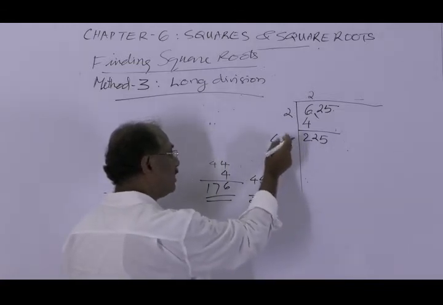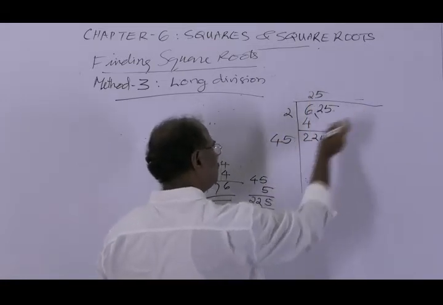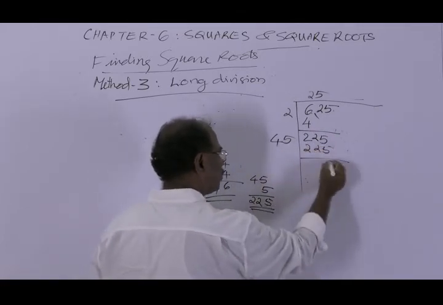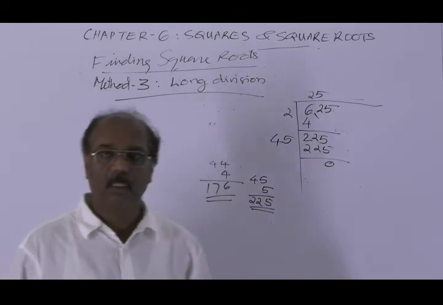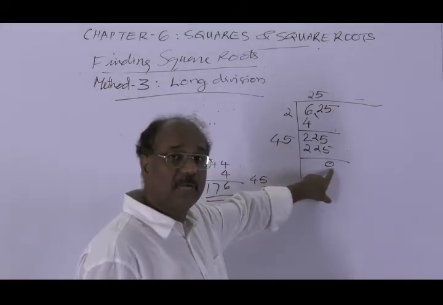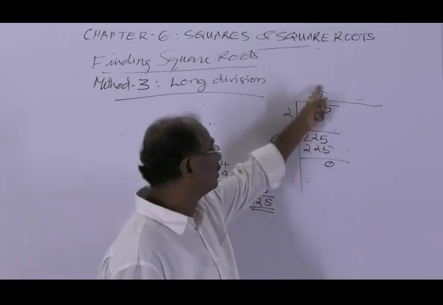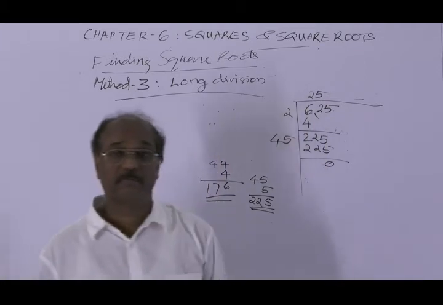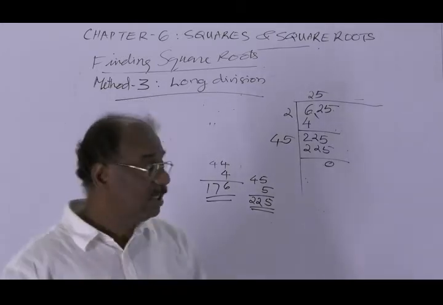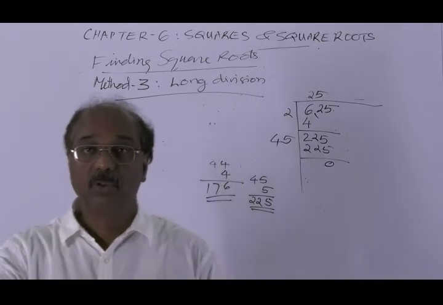So the maximum is obtained when we substitute 5 here and put that 5 here also. So multiply 45 with the 5, we get 225, balance 0. If we obtain this balance 0, stop there. And the number written here gives the square root, 25. If the given number is a perfect square, we will definitely arrive at such a 0. So this is the process.